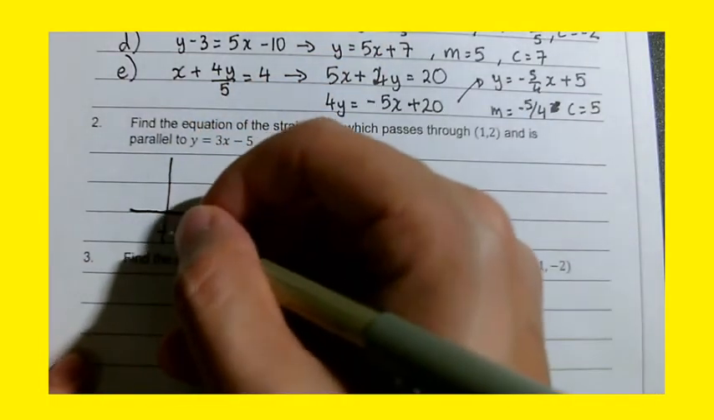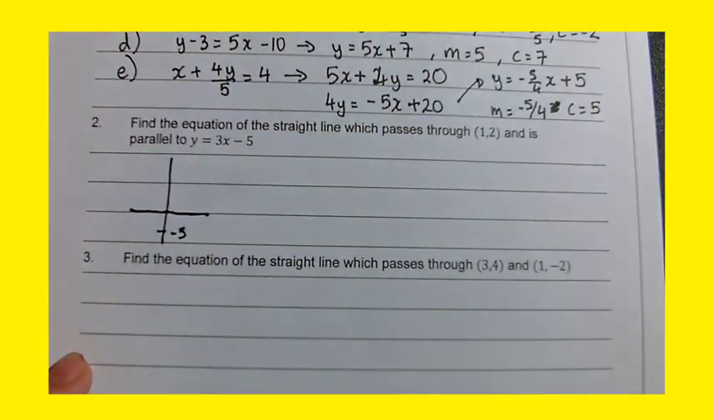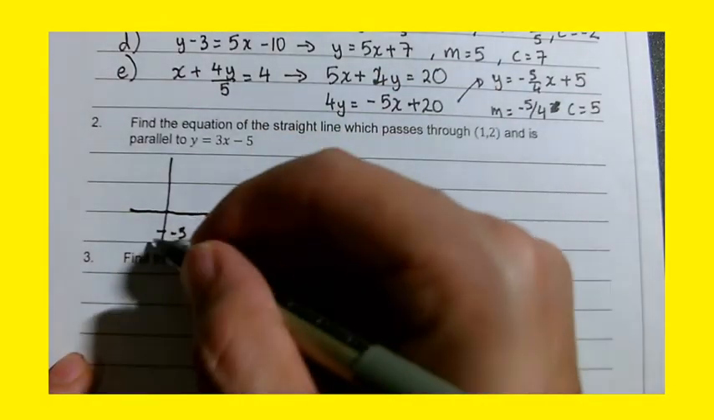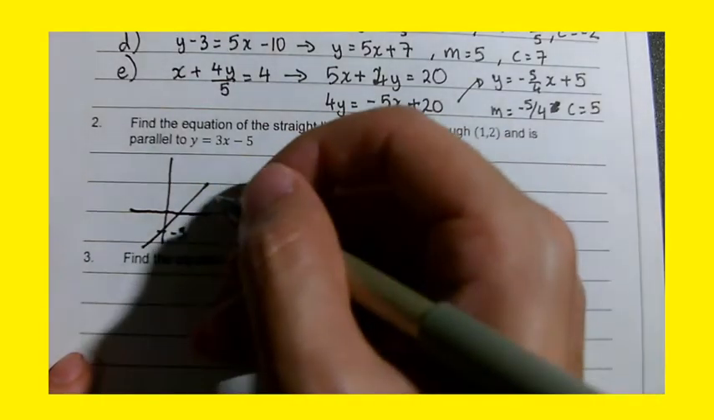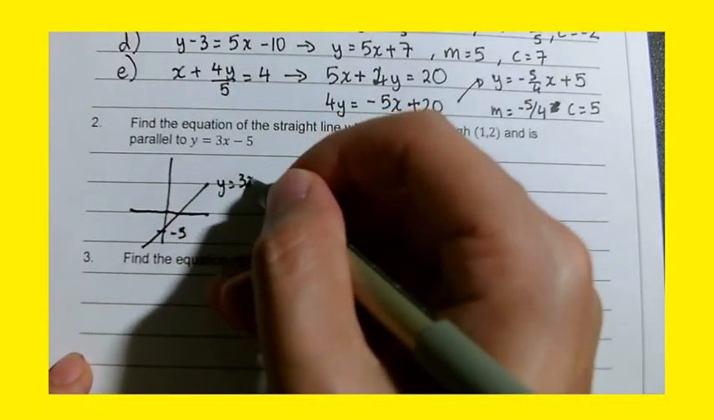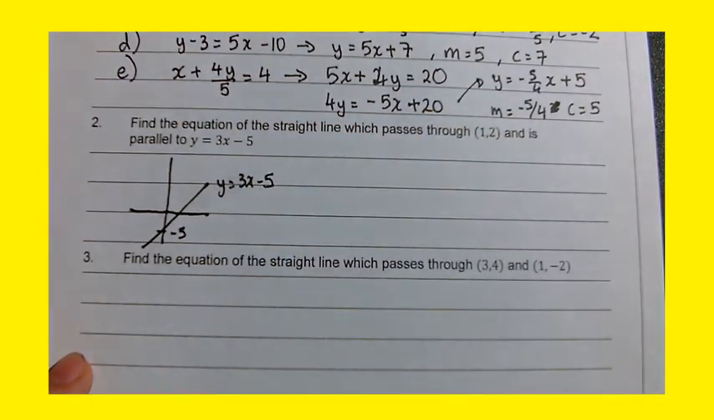That will cut through at minus 5 here, and it's got positive gradient, so it's going to carry on going. Okay, so this is y equals 3x minus 5. And what they're asking us to find is the equation of a line which passes through (1, 2) and is parallel to y equals 3x minus 5.